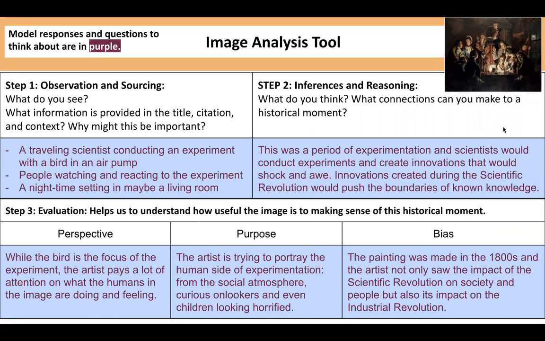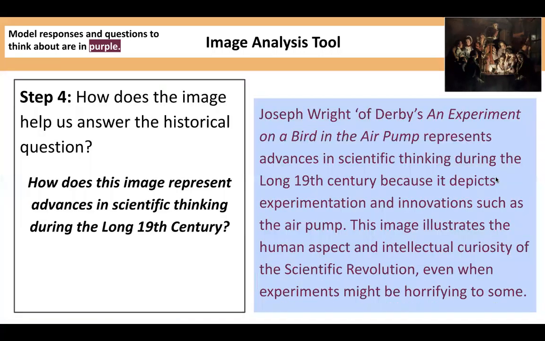So if we are going to now take these steps and synthesize them, we're going to try to figure out the historical significance. And for us, for step 4, it's how does the image help us understand the historical question of how does this image represent advances in scientific thinking during the long 19th century? Well, we take everything that we did in the other steps and put it together.